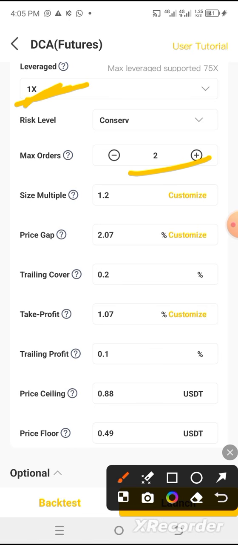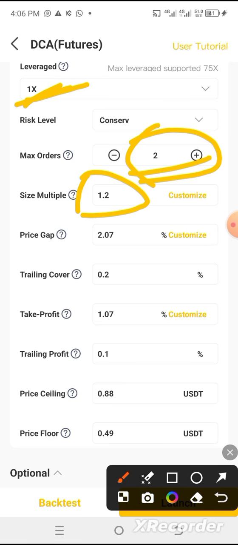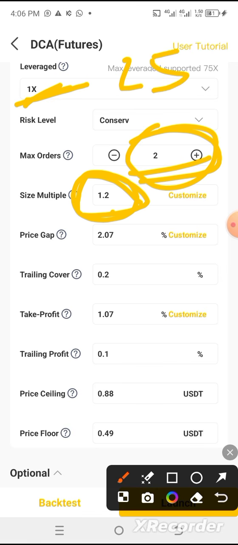Then you put this as 2, maximum order. The least you can put it at is 2. So we want to put it at 2. Okay, then the size, that means what do you want to buy? It will buy times 2 of what you purchased at the beginning, the second time. So this simply means it will buy twice. We are buying one at launching, then the second one will come when we ask it to come. And when it is coming, what does it buy? It buys twice. So assuming you buy $25, it will now buy $50 extra.